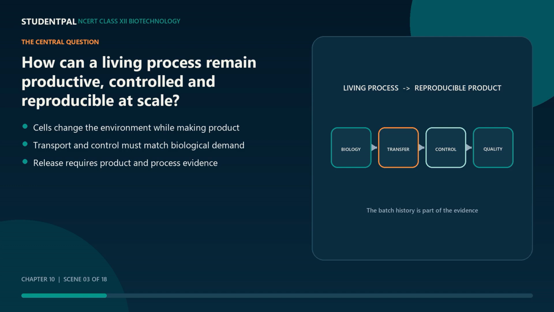A reading at one probe does not guarantee that every cell experiences the same microenvironment. At larger scale, mixing takes longer, and gradients become more likely. Control actions such as faster agitation may improve oxygen transfer, but increase shear, foam, heat generation, and power demand. Reliable manufacturing defines critical material attributes, process parameters, acceptable ranges, sampling plans, and final product specifications. A batch is trustworthy only when both the biological output and the controlled history of its manufacture support the claim.